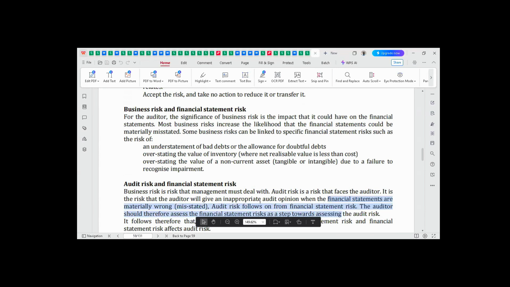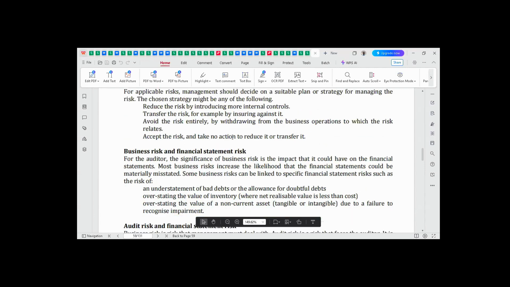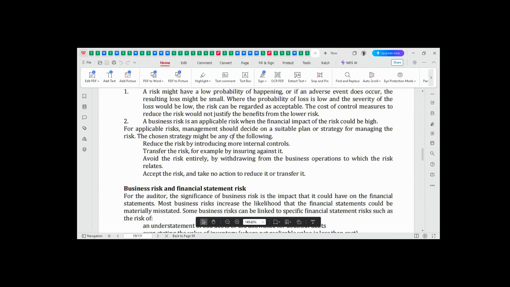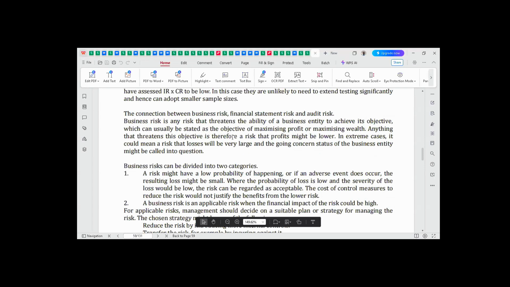Now, audit risk, I'll explain what audit risk is. So what is the relation between the three of them? Let me explain. There's a connection, a relationship between the three of them. Let's start with the first one, business risk. Business risk is divided into, let's say, two.